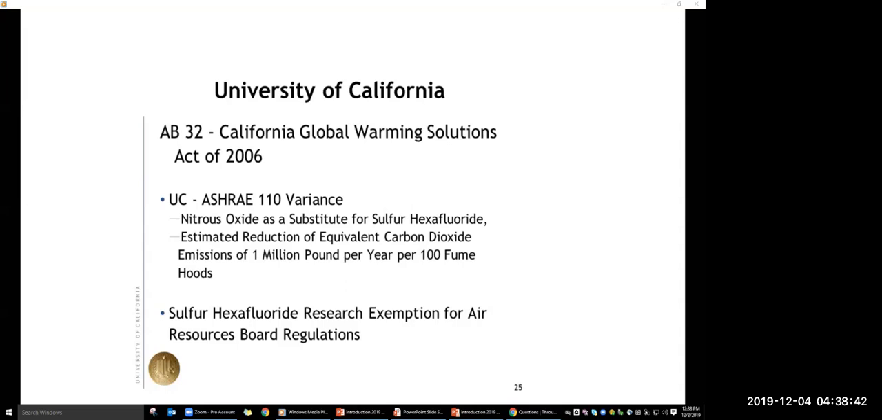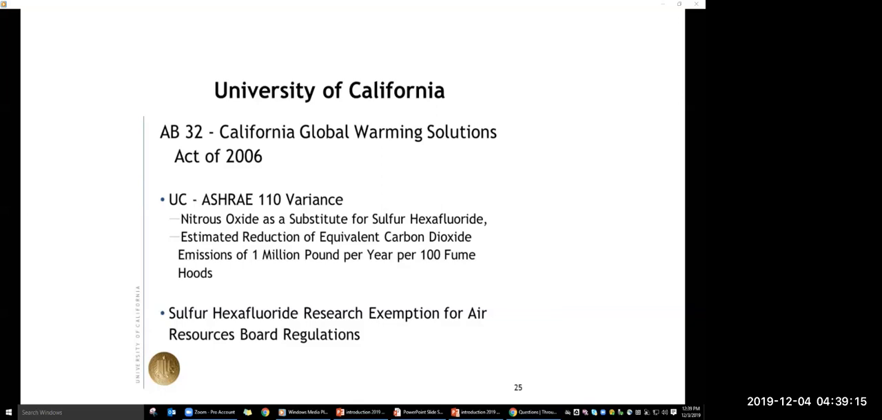So in partnership with Technical Safety Services, or TSS, UC petitioned the Standards Board for variances which allowed UC to use nitrous oxide as a substitute gas for its ASHRAE 110 test. Based on past construction trends within the UC system, it was estimated that the ASHRAE 110 variances have reduced UC's greenhouse gas emissions by approximately 1 million pounds per year.